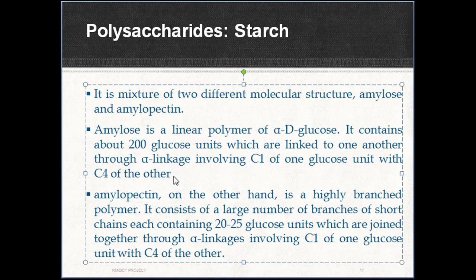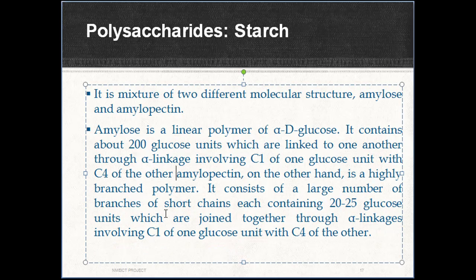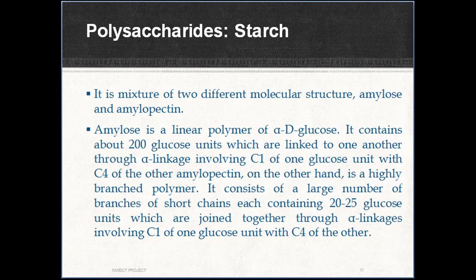Starch is a polymer of glucose units. It is a mixture of 2 different molecular structures, that is, amylose and amylopectin. Amylose is a linear polymer of alpha-D-glucose. It contains about 200 glucose units, which are linked to one another through alpha linkage, which involves carbon 1 of one glucose unit with carbon 4 of the other.